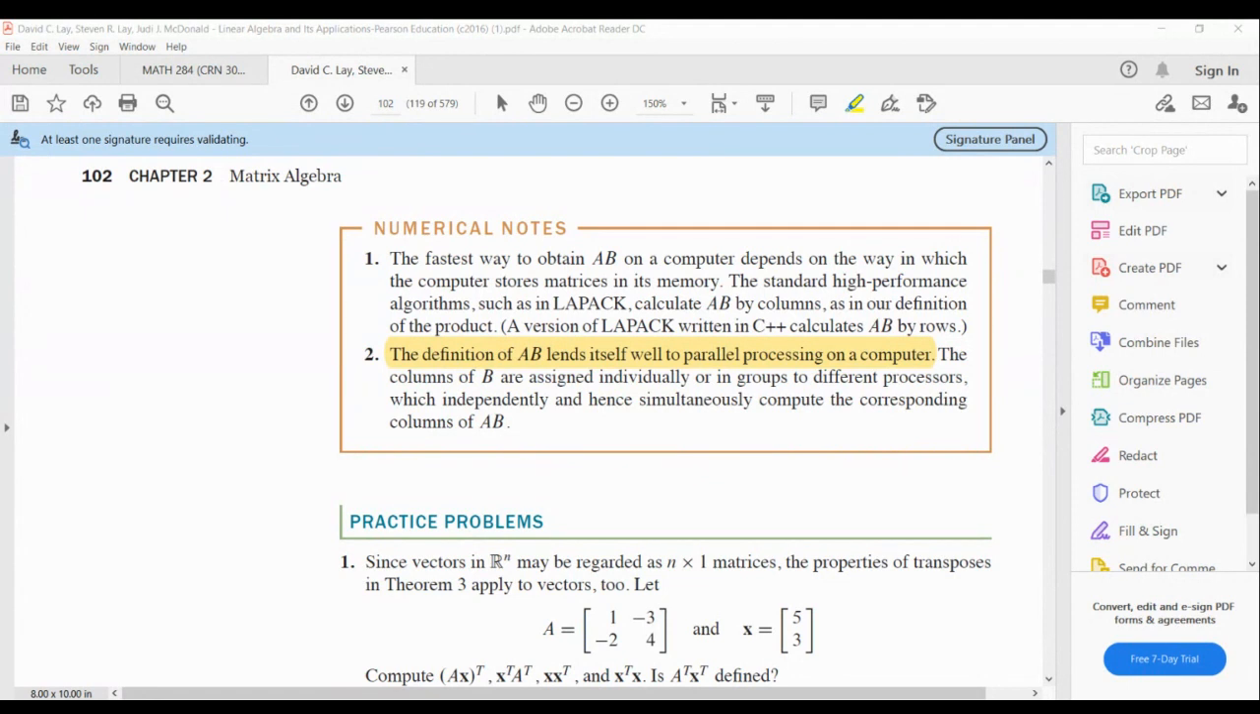Okay. I can tell you that we're going to need matrix multiplication to do animation. It comes up later on in chapter 2, section 2.7. You're going to have applications to computer graphics, and that's going to involve matrix multiplication.